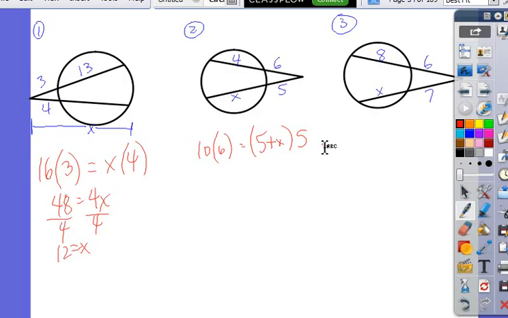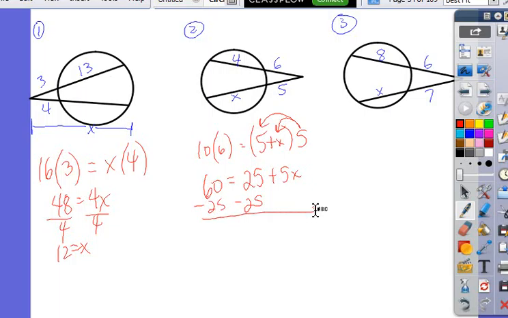Alright, so I multiply the left side and get 60. What happens when I multiply this stuff on the right? I've got to do the 5 multiplied by both parts. So now I have my equation: 60 equals 25 plus 5x. So now you've got to subtract 25 on both sides. I get 35 equals 5x. Divide by the 5. You get 7.